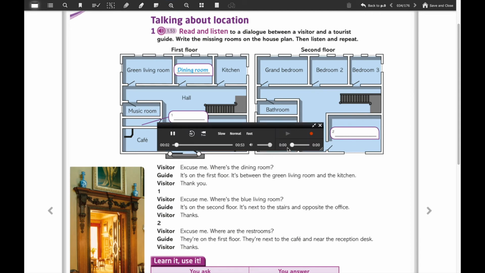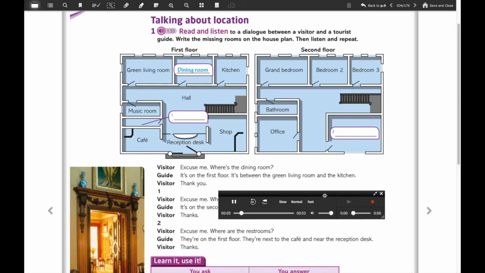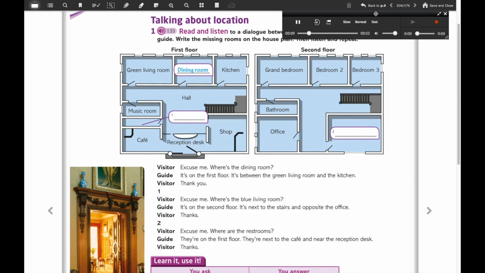Unit 3, Communication. Talking about location. Page 34. Exercise 1. Example. Excuse me, where's the dining room? It's on the first floor. It's between the green living room and the kitchen. Thank you. 1. Excuse me, where's the blue living room? It's on the second floor. It's next to the stairs and opposite the office. Thanks. 2. Excuse me, where are the restrooms? They're on the first floor. They're next to the cafe and near the reception desk. Thanks.